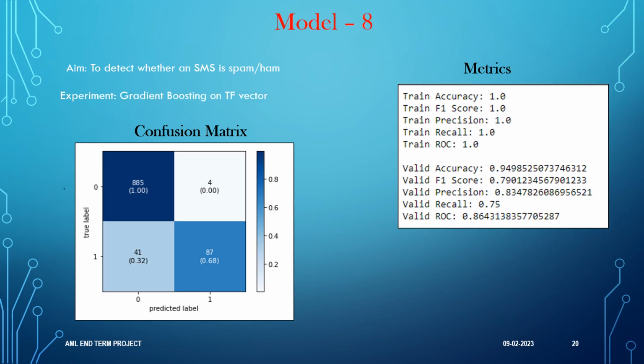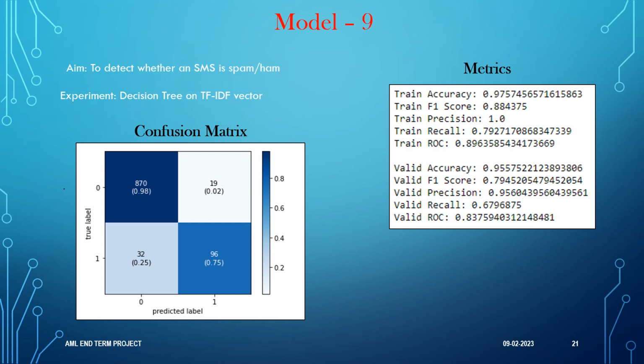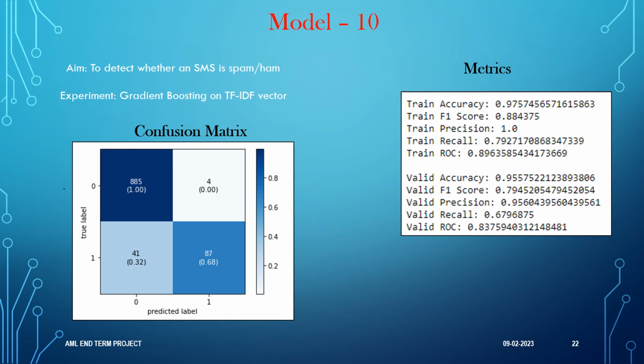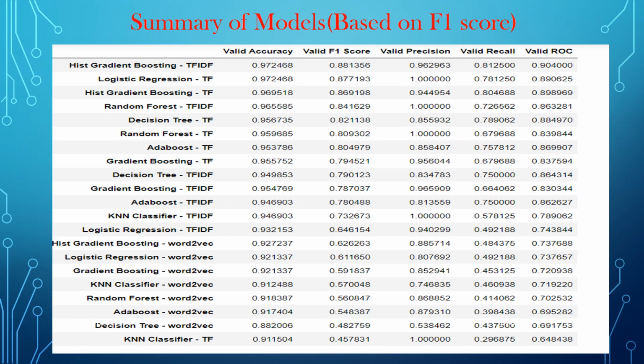The eighth model is gradient boosting on TF vector. It has performed well but slight misclassifications are present. The ninth model is decision tree with TF-IDF vector. It has given a good accuracy rate of 97%, but we still have slight misclassifications here. The 10th model is gradient boosting on TF-IDF vector, where we have a good approximate score of 0.88 and slight misclassifications are present.